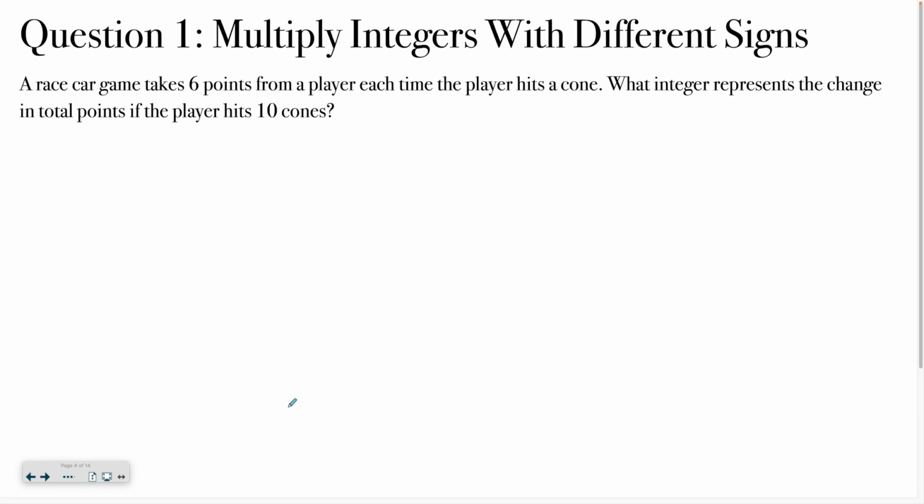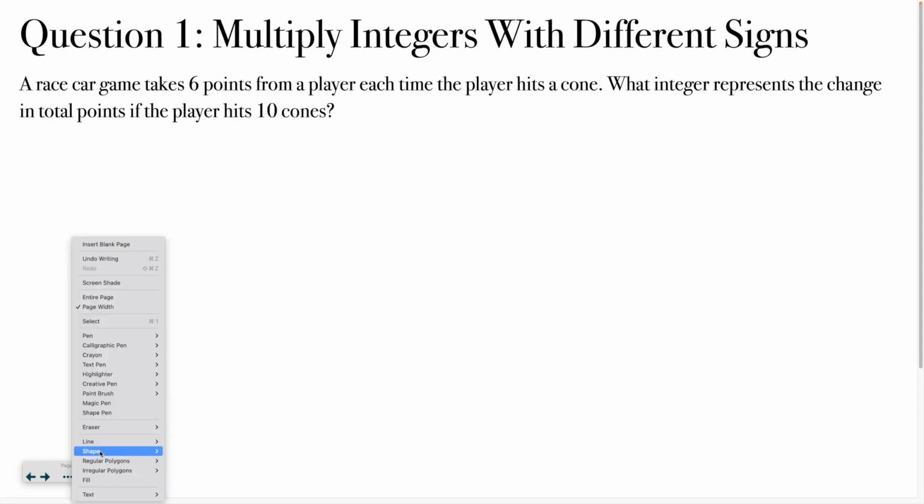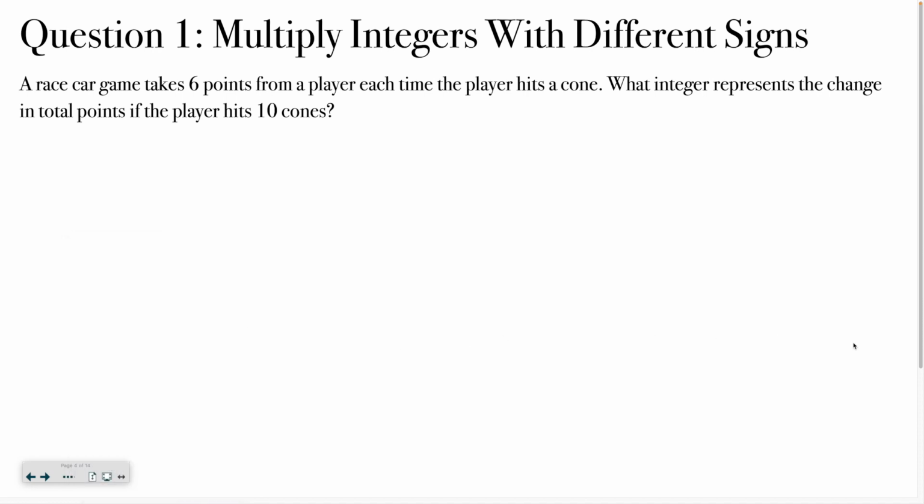Question 1. A race car game takes 6 points from a player each time the player hits a cone. What integer represents the change in total points if the player hits 10 cones? Okay, so go ahead, take a minute, think about this problem. Be careful, maybe read it again, figure out where there is a positive, where is there a negative, are they both positive numbers, are they both negative? See if you can figure out what makes the most sense for this problem, and then I'll talk you through it. Good luck.